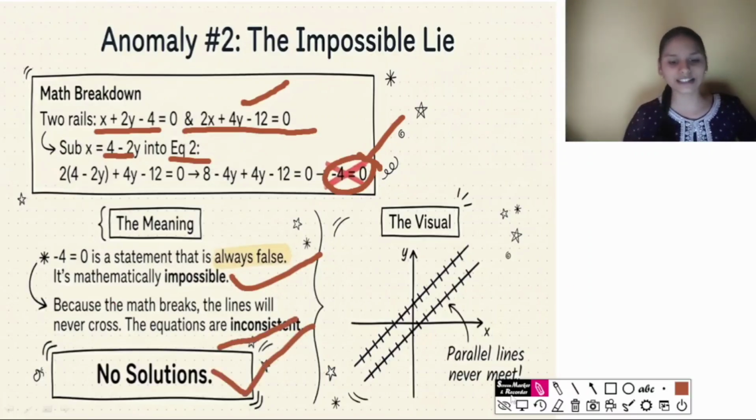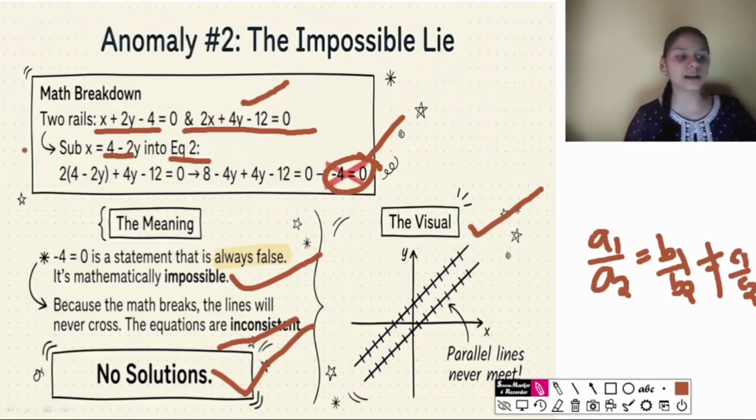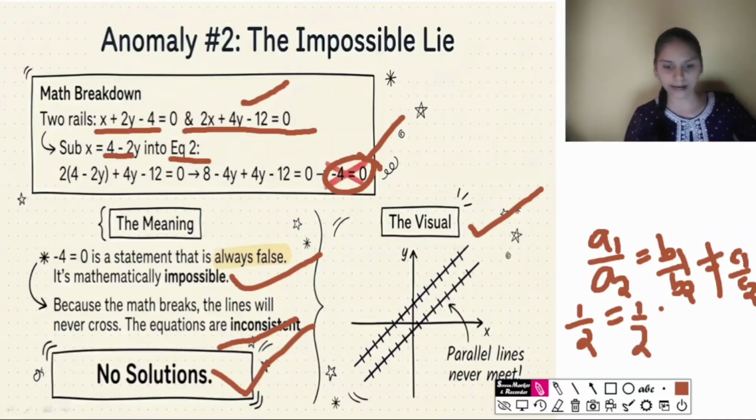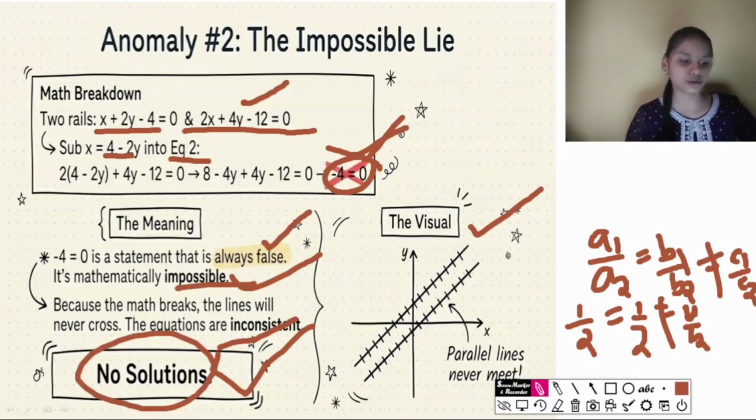When you get no solution, when you get parallel lines, when a1 by a2 is equal to b1 by b2, but it is not equal to c1 by c2. If you observe here, the ratios are like that only. See, 1 by 2 is equal to, here you have 2 and 4, here you have 2y, there you have 4y. 2 by 4 is again 1 by 2, right? So 1 by 2, but next what you have is 4 by 12. So it is not equal. Correct? See, you're getting something like this, which means it is impossible, always false, no solutions.